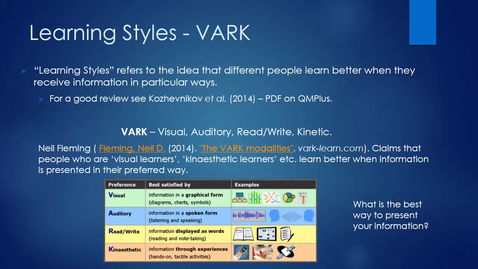Not in 2014, but that's the latest update. Fleming claims that there are certain people who are visual learners or auditory learners or kinesthetic learners or reading and writing learners, and that these people learn better when information is presented in their preferred way. So a visual learner will learn better from looking at the diagram on this slide, but an auditory learner will be learning from my voice because they'll be learning from what they hear. A read and write learner will be reading the slide more than listening to my words, and a kinesthetic learner might be taking notes or doing some other tactile activity to keep themselves interested.